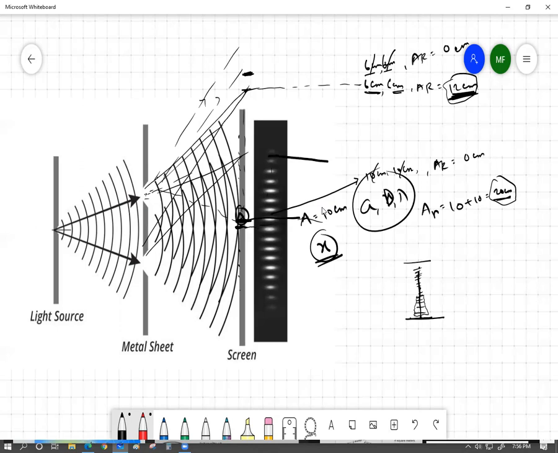Oh, sir, is there any gap in this region, or is this just a pillar? Which region?